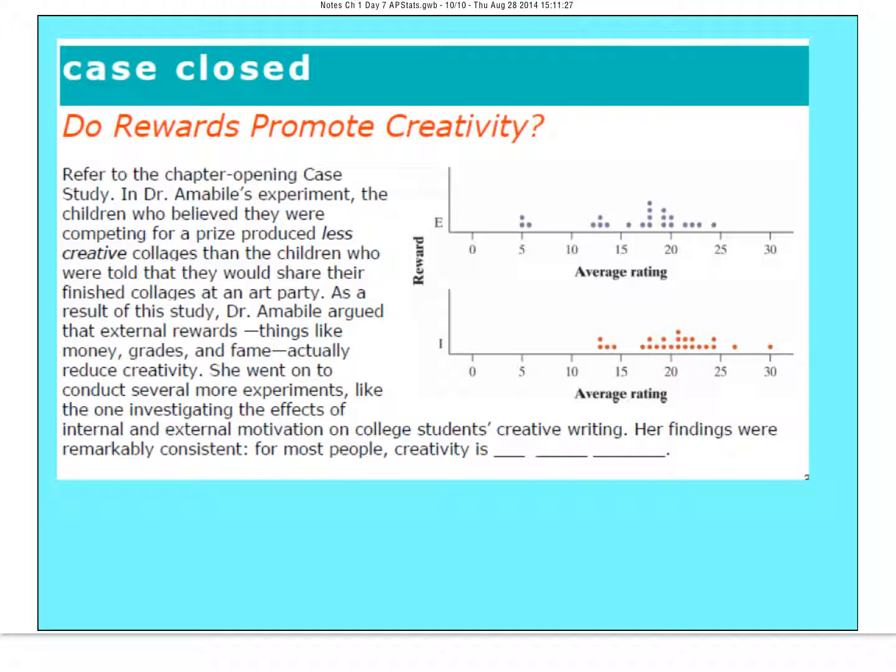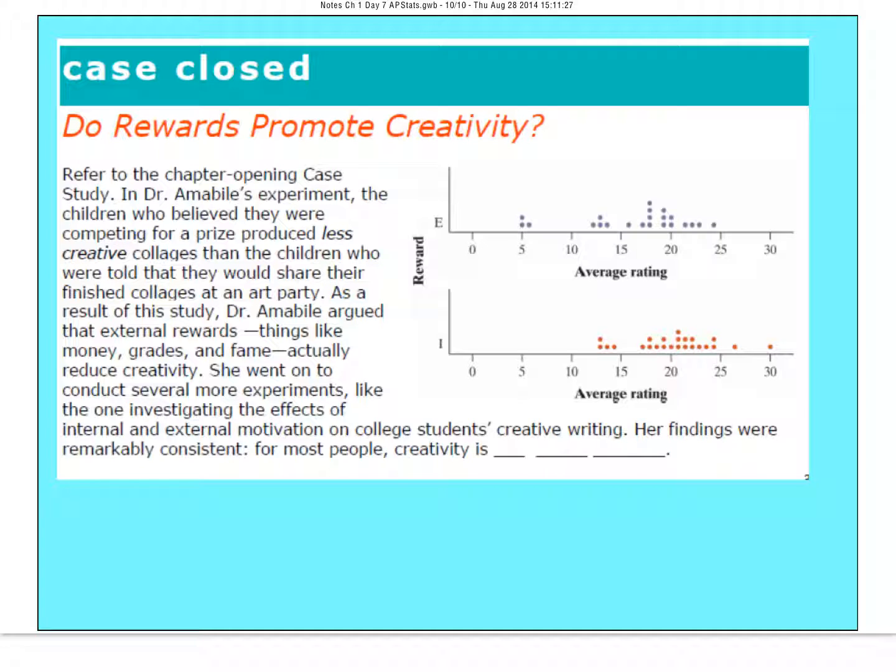Remember at the beginning of the chapter we looked at a case study where a teacher was wondering if rewards promote creativity. She did an experiment in two of her classes. The children who believed they were competing for a prize produced less creative collages, whereas those that were just doing it to have a party were more creative. So she had them create their collages and she graded them and gave them a rating.